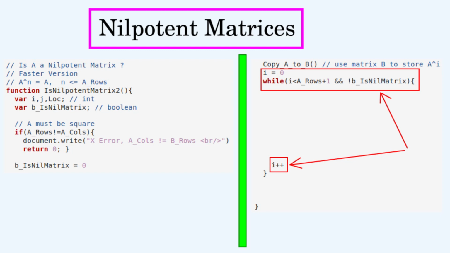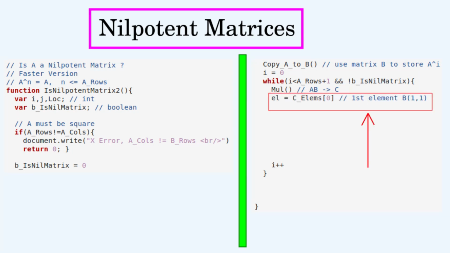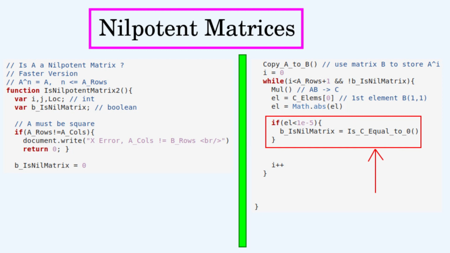We'll make a loop to cycle through the number of rows of A times, or until A is the 0 matrix, because we'll continually check to see if it's 0. I is the main counting variable. We'll multiply A by B to get the next power of A. We'll firstly get the first element of this matrix, and then get the absolute value of it. And if it's close enough to 0, we'll check the rest of the matrix to see if it's 0 too, and the Boolean variable will be set to true if it is.